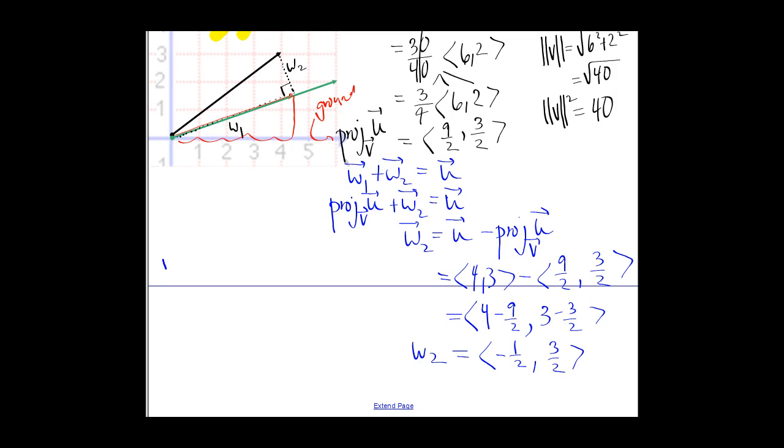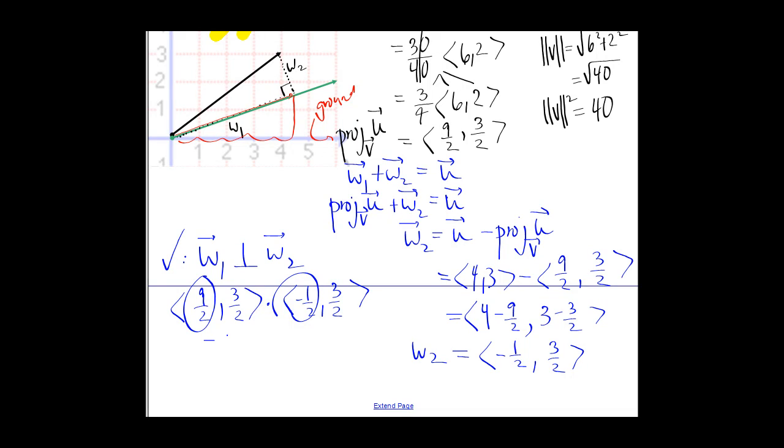Now, quick check here. Is w sub 1 really perpendicular to w sub 2? Well, w sub 1 is 9 over 2, comma 3 over 2. Let's dot it with negative 1/2, 3 over 2. Let's see, multiplying these together. In my numerator, I get negative 9 over 4, plus, multiplying the numerators, 9 over 4, I get 0. So the dot product is 0, so they must be perpendicular.